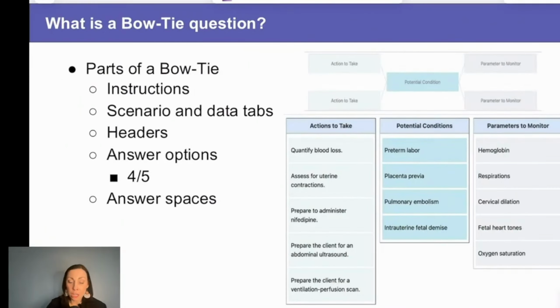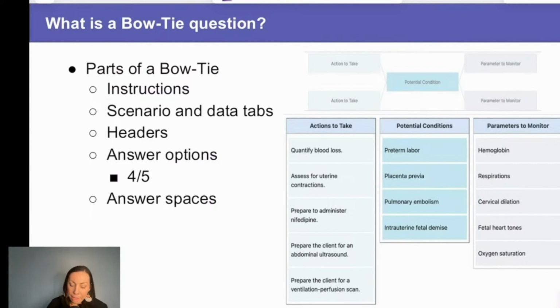So let's first talk about the parts of a bow tie. You're going to have your instructions that are given. These are standard, and then you're going to have scenarios and data tabs. This could be anything. This could be a nurse's note. It could be lab orders. It could be multiple things. It could be diagnostic results, anything like that. So you're going to have these data tabs to read through and your scenario.